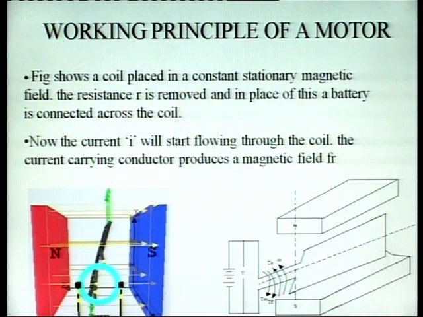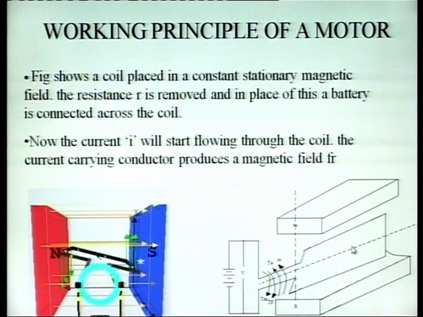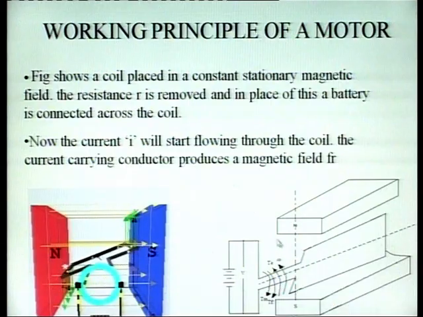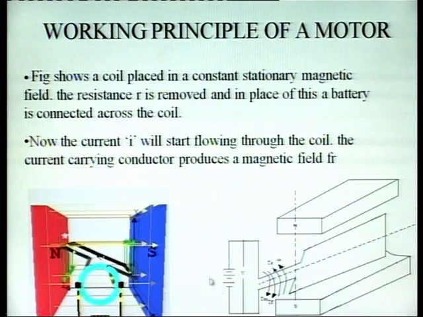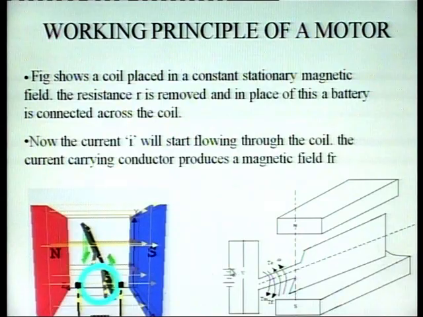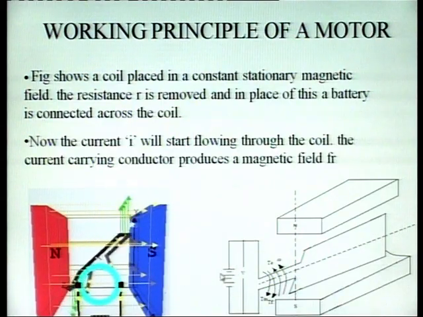Working principle of motor. In the same way, now this machine will act as a motor. The difference between the generator diagram and the motor diagram is that we have replaced this load R with the battery. In the case of the generator, the load resistor R was connected.